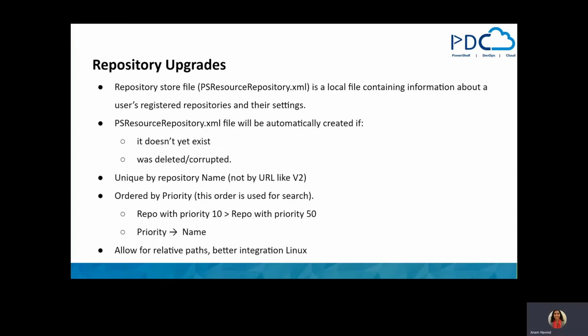Another major development is that in version 2, repositories were considered unique by URL, but now in version 3, they are unique by name. Also, repositories now have a priority property, so you can use this to order the repositories in the order that you would like them to be searched. A lower value means a higher priority. So for example, a repository with priority 10 is going to be searched before a repository with priority 50. If two repositories have the same priority, then PowerShellGet will search them in alphabetical order.